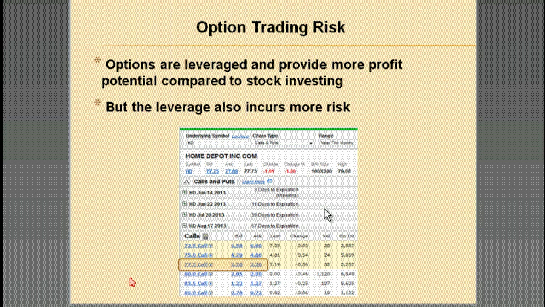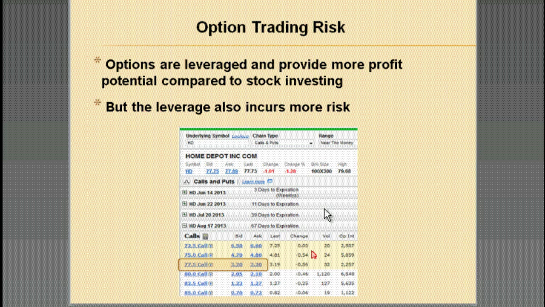So let's look at the risks we face in general whenever we trade options, and I'm talking about purchasing options right now. I also do spread strategies, but let's just talk about purchasing a call option or purchasing a put option, and just take a look at the overall risk in options trading, which can be very high. Options are leveraged, and they provide more profit potential compared to stock investing, but of course with that leverage you also incur more risk.